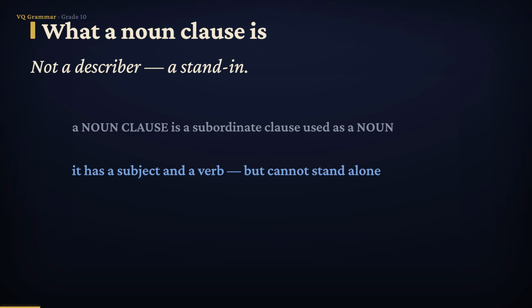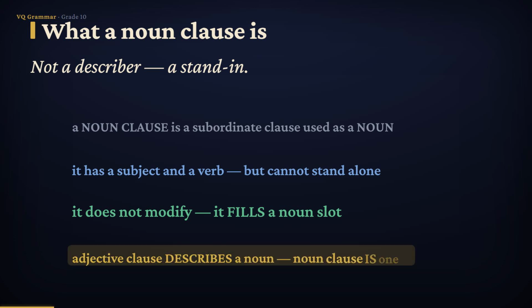A noun clause describes nothing at all. Instead, it fills a noun slot. Anywhere a single noun could sit in a sentence, a whole clause can sit there in its place. Hold on to one line and the rest of this lesson falls into place. An adjective clause describes a noun. A noun clause is one.